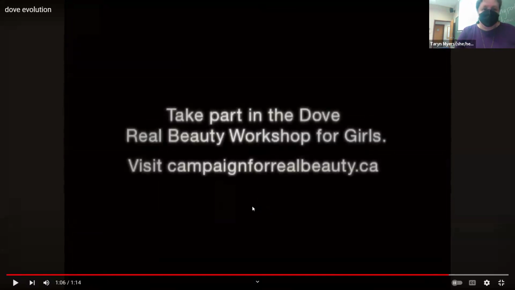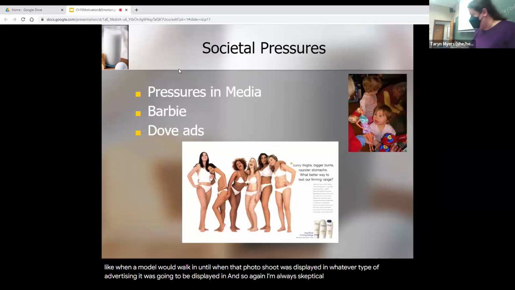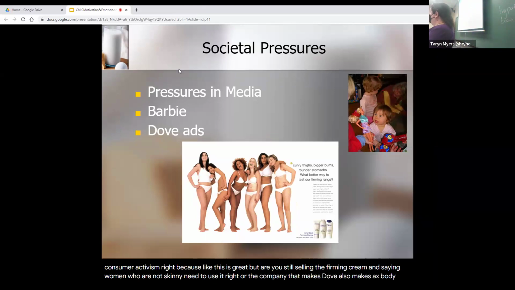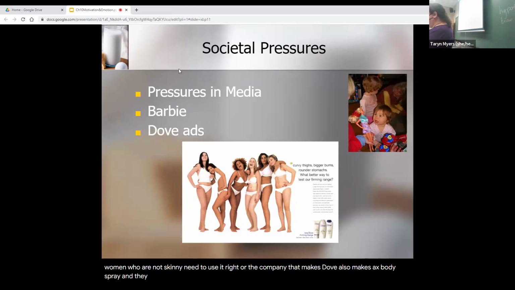And so again, I'm always skeptical of companies doing this sort of consumer activism, right? Because this is great, but are you still selling the firming cream and saying women who are not skinny need to use it? Or the company that makes Dove also makes Axe body spray. And they tend to have very sexist ads that are not empowering to women, right? So what are we really doing other than trying to sell?